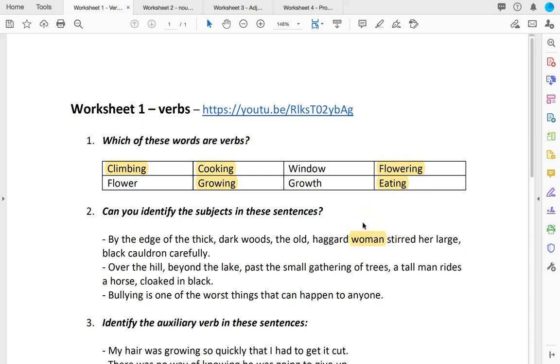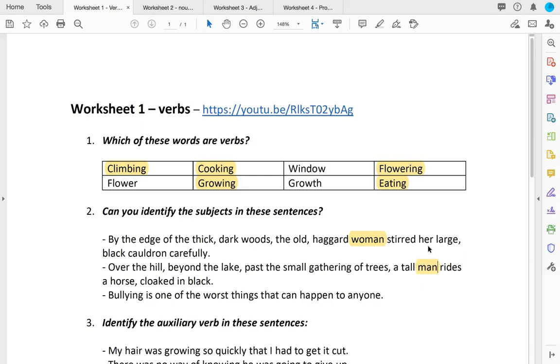Over the hill, beyond the lake, past the small gathering of trees, a tall man rides a horse cloaked in black. Again, we're looking for the verb here, and it's this, the horse riding. That's the verb. So the subject has to be whoever is doing that, and we notice here that it is the man.